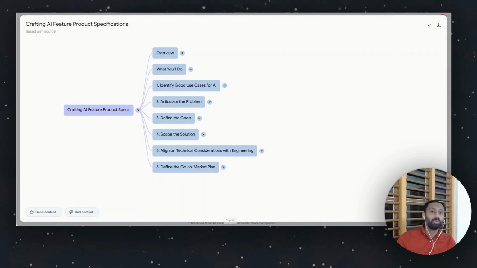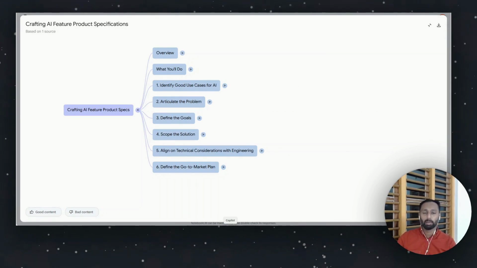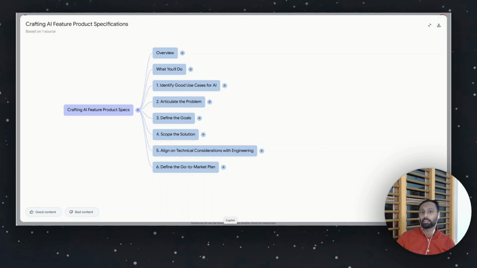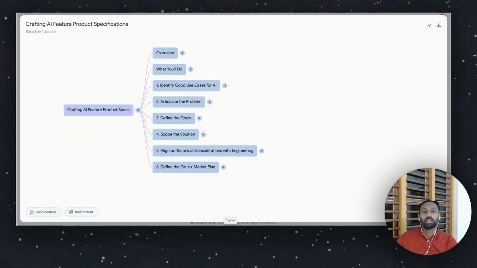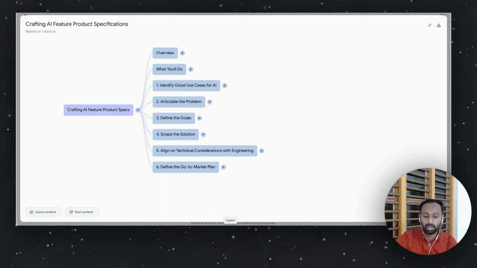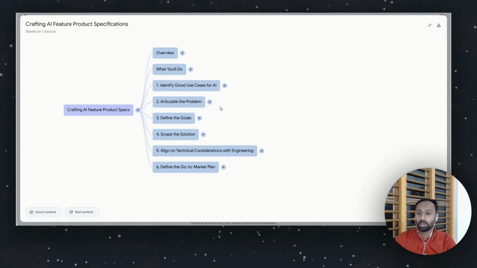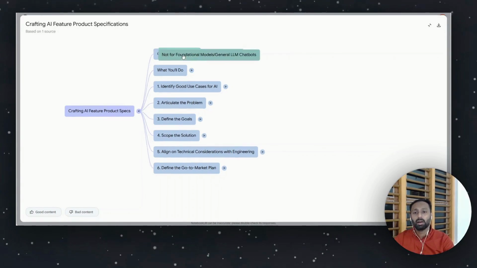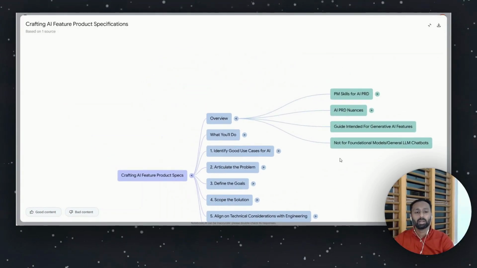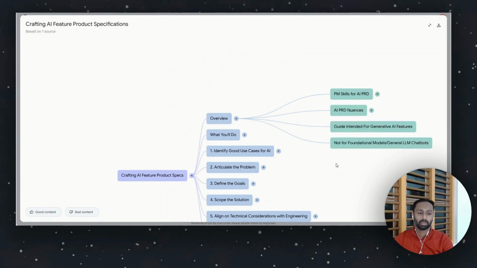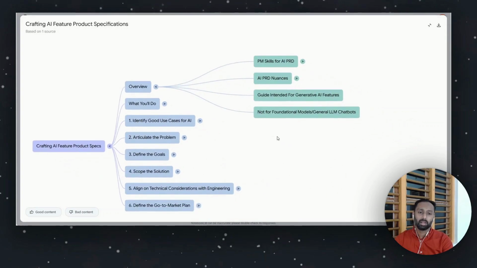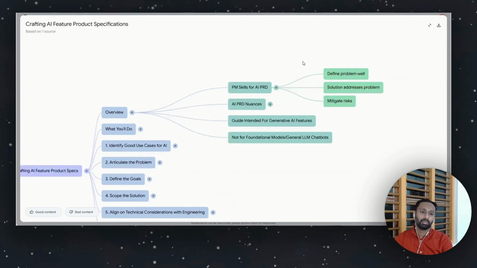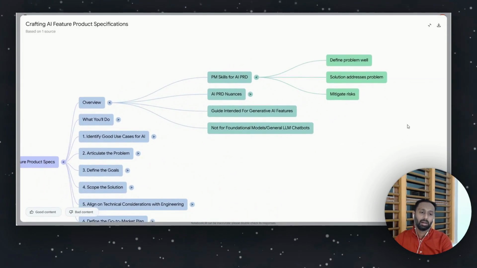So the process I'm going to follow today is I'm going to take you through a mind map where I'm going to break down the different aspects you need to think through while you are actually building a PRD. So let me start with an overview. The first thing is when you think about an AI PRD, there are certain skills we should look at.